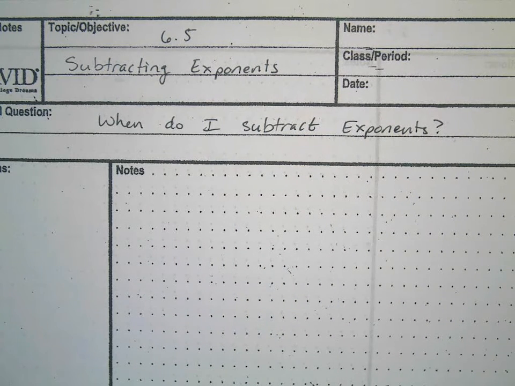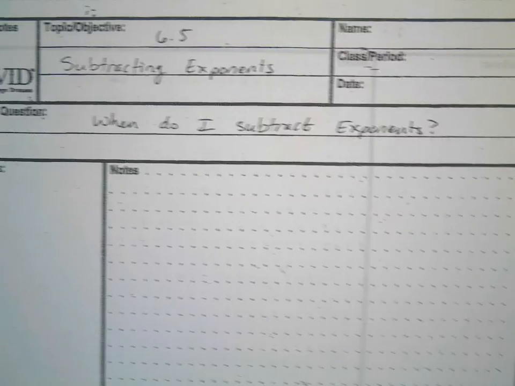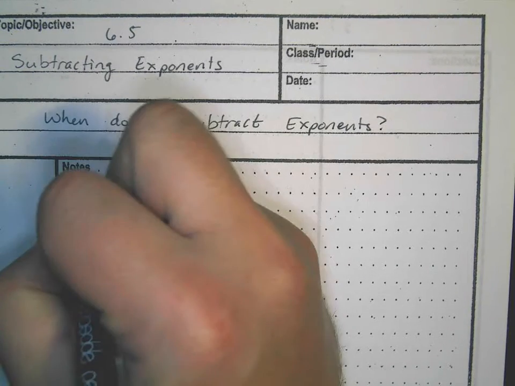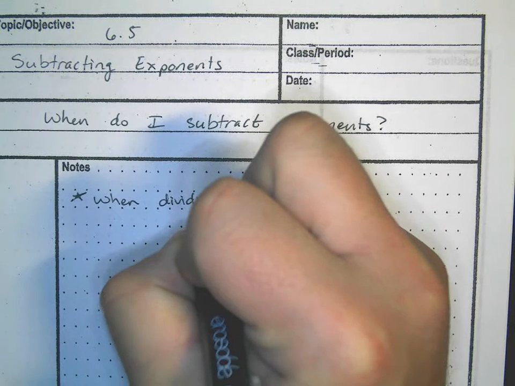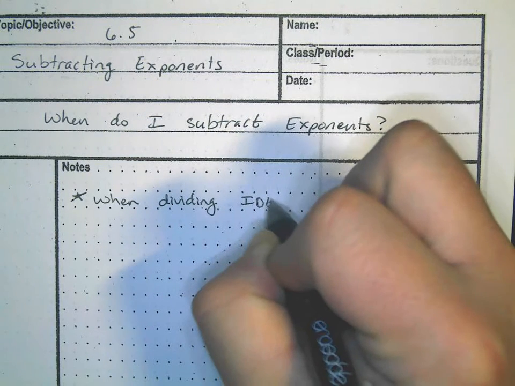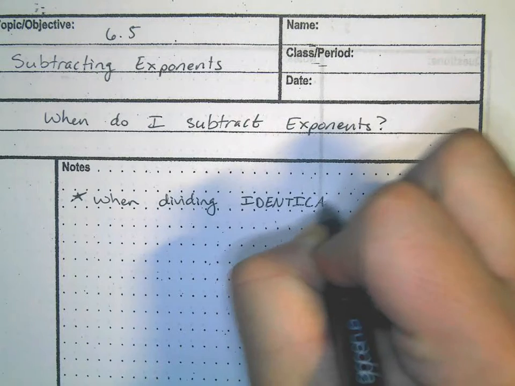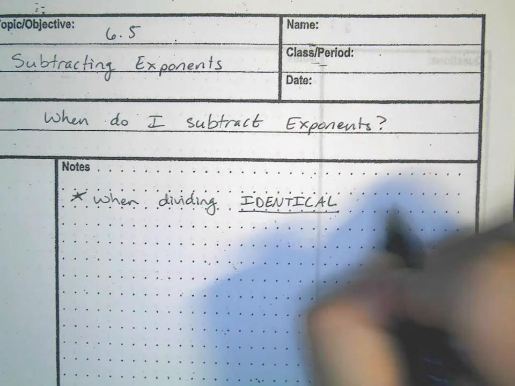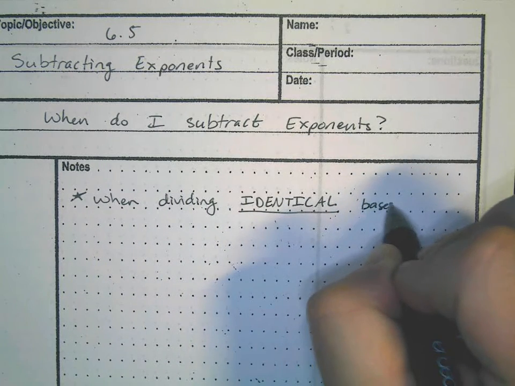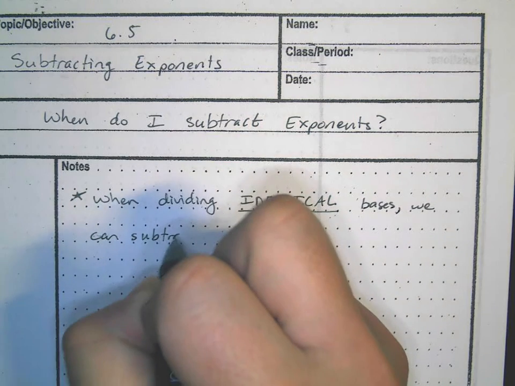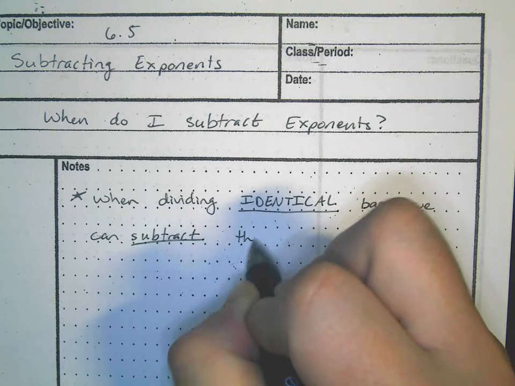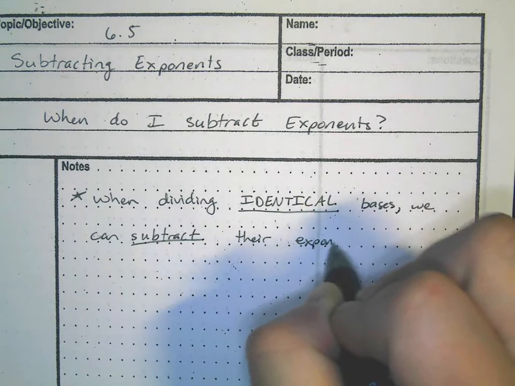So when multiplying similar bases led to adding the exponents, what would lead to subtracting exponents? That's going to be the main point. When dividing identical bases, so the same variable, we can subtract their exponents.